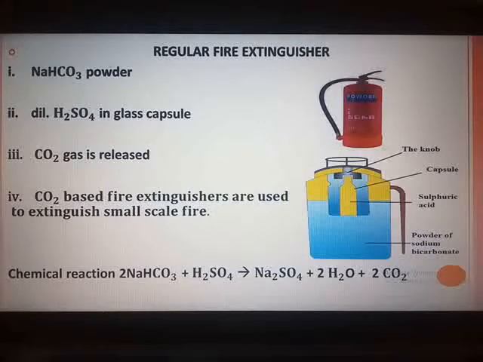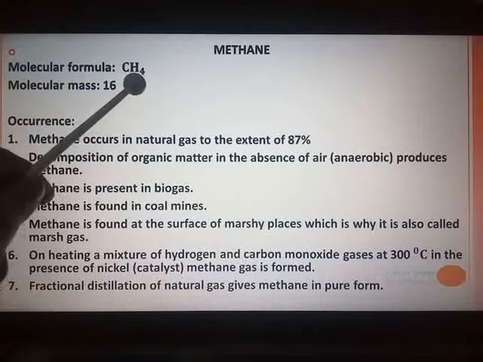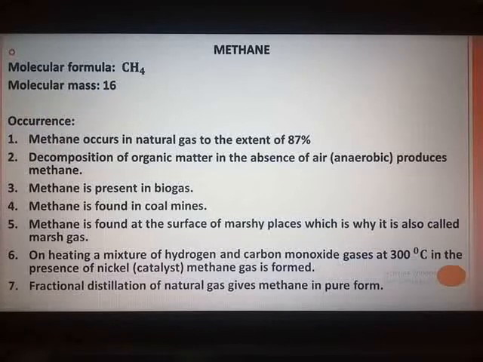Our next topic is just theoretical, that is about the deep information about methane gas, which has molecular formula CH4. It is a hydrocarbon and its molecular mass is 16. The first topic is about its occurrence, where it is found. It is found in natural gas to the extent of 87%. Decomposition of organic matter in the absence of air, anaerobic, produces methane. Anaerobic means absence of oxygen.